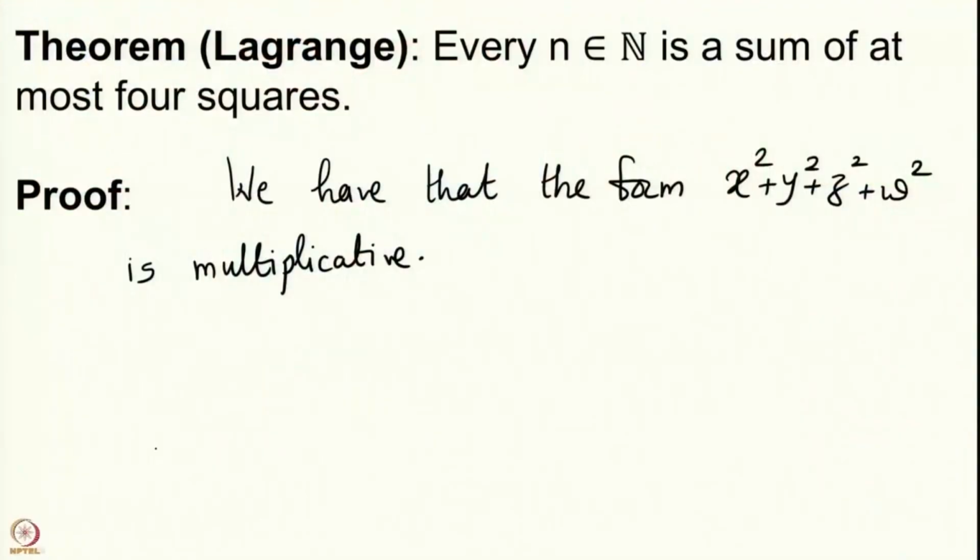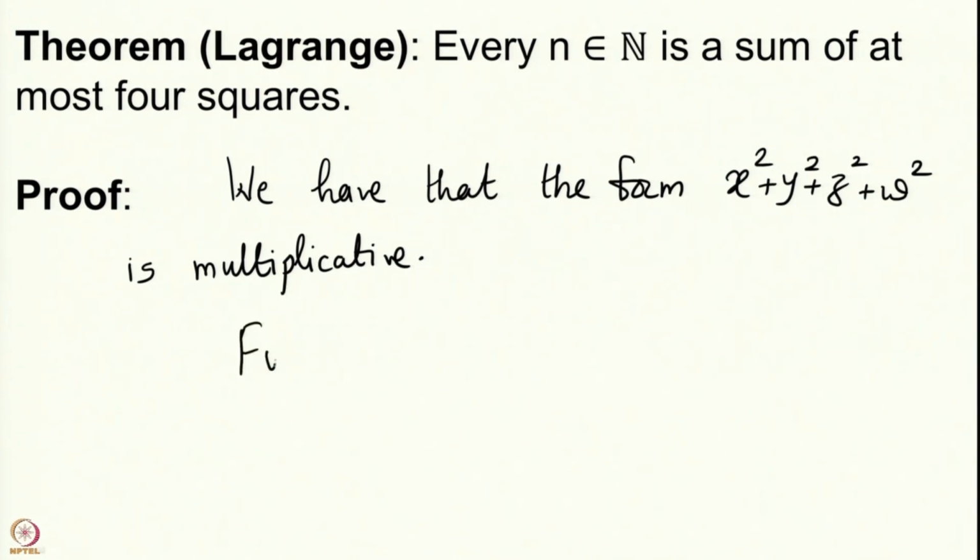But in the last lecture actually I had written down the whole expression for you. If we had x square plus y square plus z square plus w square into x prime square plus y prime square plus z prime square plus w prime square, then I actually wrote down the whole 4 numbers whose squares add up to the product of these two numbers. So, that is a second proof. So, therefore, we have that this form is multiplicative.